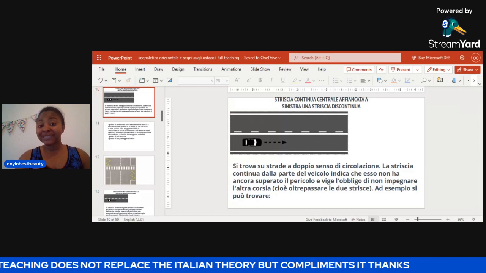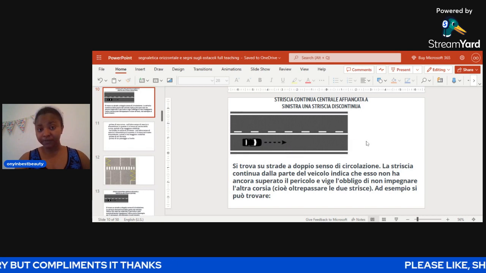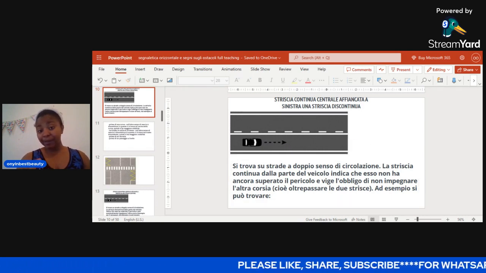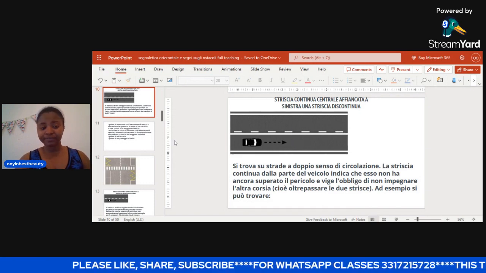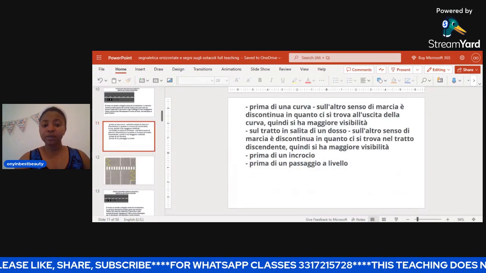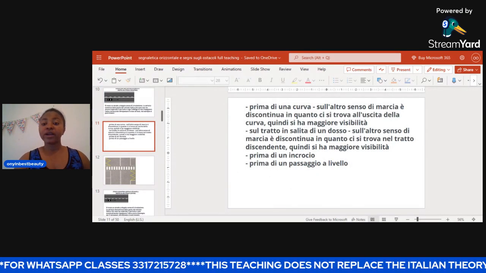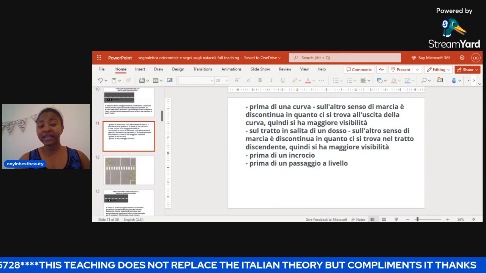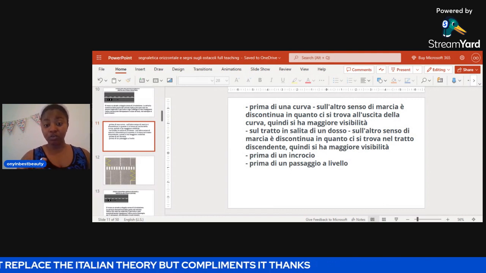So that is why it is beside you, telling this black car, for example, that you cannot do overtaking because you are approaching a danger. Ad esempio, si può trovare, now for example, this type of line, you can find it. Prima di una curva sull'altro senso di marcia. You can find it at a curve. This particular sign, where we have a discontinuous and a continuous line together, you can find it before a curve.